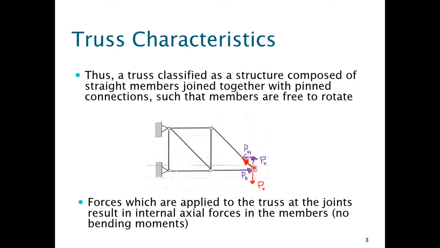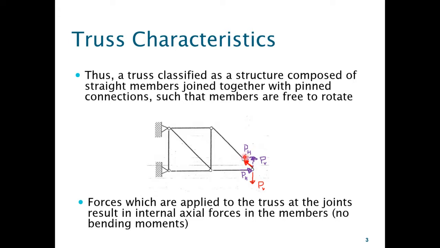So now this joint here is in equilibrium, because if we look at the sum of the vertical reactions, we've got the external applied force PV. We have an equal and opposite internal force here, PV. That's the vertical component of this vector that's along the direction of the member. Then the horizontal component of that vector, PH, has to be balanced out with something else. So that is going to be balanced out by the force within the bottom chord here, PH.